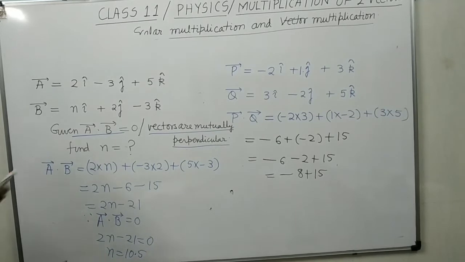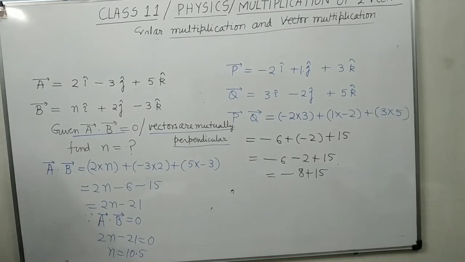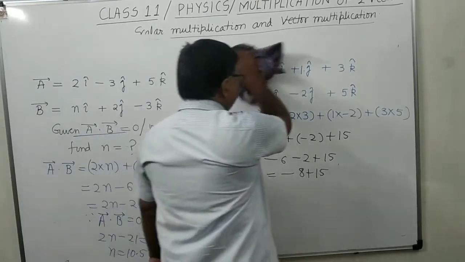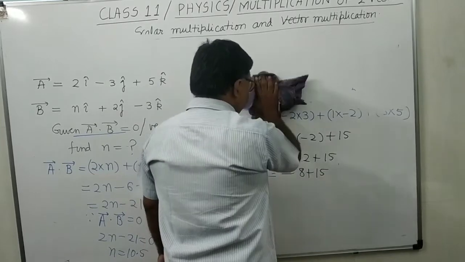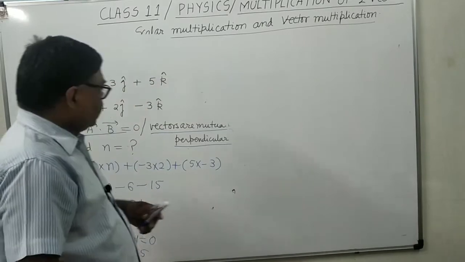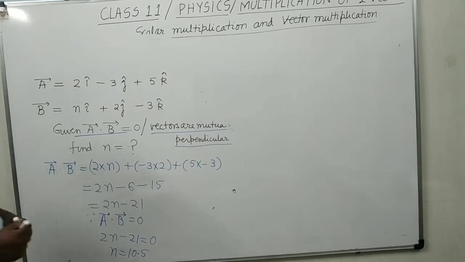It's clear. So most of the times a 1 mark question is asked in the examination that if two vectors are given like this and they are mutually perpendicular, find the value of this. Now see here, one more thing I am doing from here. Suppose you have to find the angle between these two vectors. Here vector A is given this, vector B is given this. Find the angle between the two vectors.